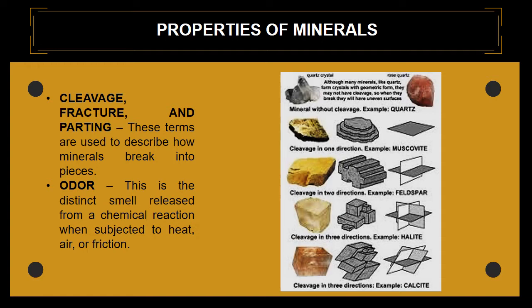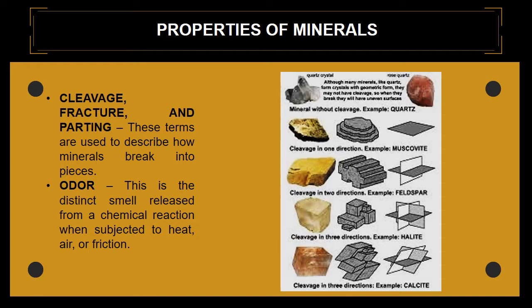So, cleavage in three directions. Example, calcite. So, ano yung pinagkaiba nung unang three directions sa kalawang three directions? So, sa una, we have here the cubes. So, ibig sabihin, cubes, either rectangular or square yung faces. So, dito naman sa pangalawang three directions, we have here the hedrons, polyhedrons. Tama ba? I don't know kung tama yung basta mga rhombus or parallelogram yung faces niya. So, next we have odor.